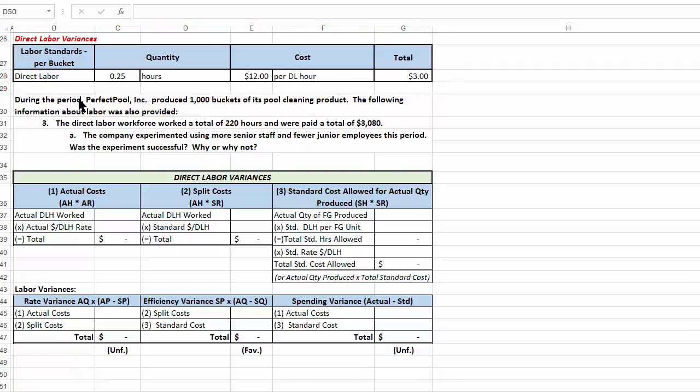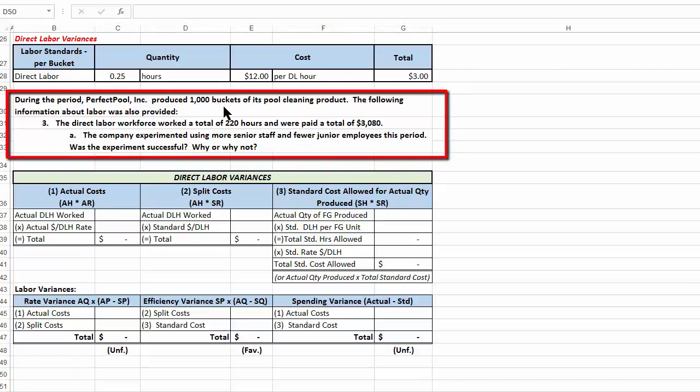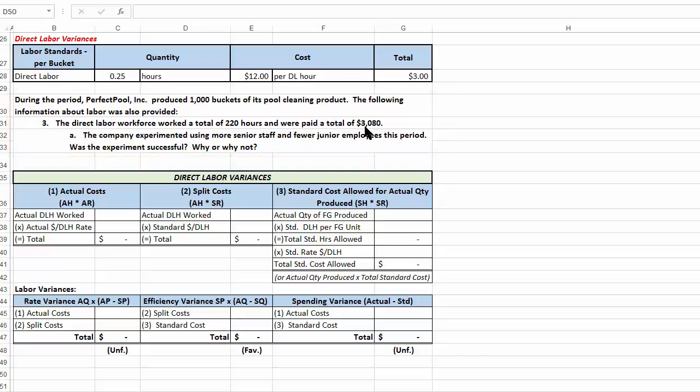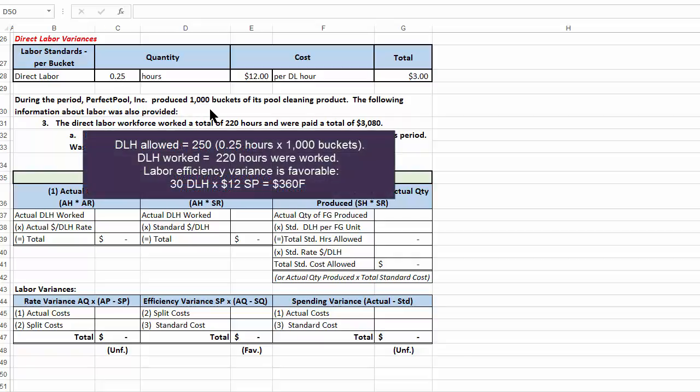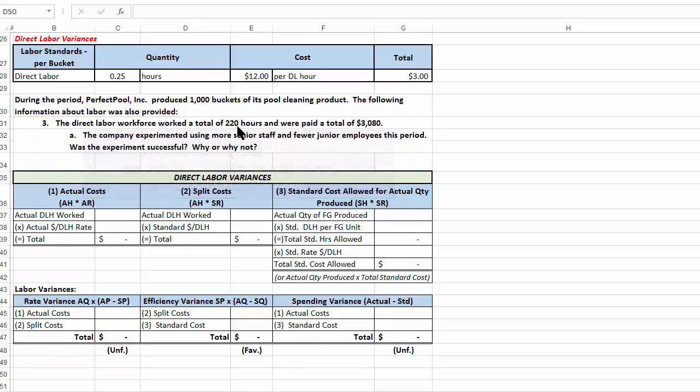Additional information is as follows. During the period, Perfect Pool produced 1,000 buckets of its pool cleaning product, and the direct labor workforce worked a total of 220 hours and were paid a total of $3,080 for that production. Well, this is interesting. You can perhaps anticipate that they will have a favorable efficiency variance because 1/4 of an hour times 1,000 buckets yields standard hours of 250, and they only worked 220 hours. But we'll see that in a minute.